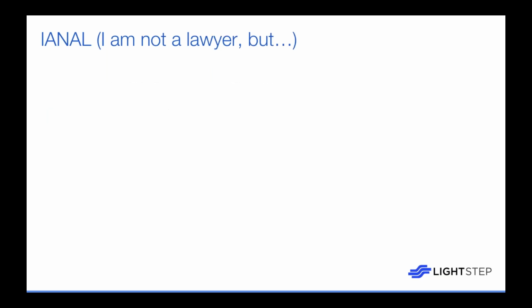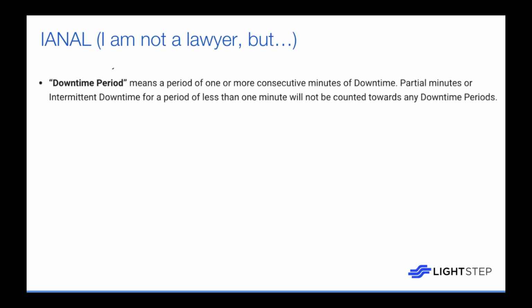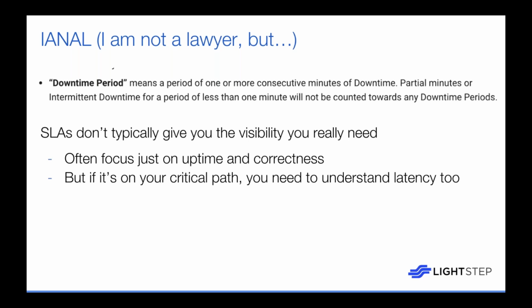So, I'm not a lawyer, but I do read these SLAs, and this is what SLAs look like. This is just the way the industry works. But when I'm designing a system, this doesn't really tell me that much. Okay, downtime for less than a minute doesn't really count. I know that's what everybody does, but a minute is a long time. And if this is going to be on an interactive request path, it's got to be a lot faster than that. So these SLAs really don't give you the visibility that you need when you're doing this evaluation. Often they just focus on uptime and correctness, but you need to understand latency too.